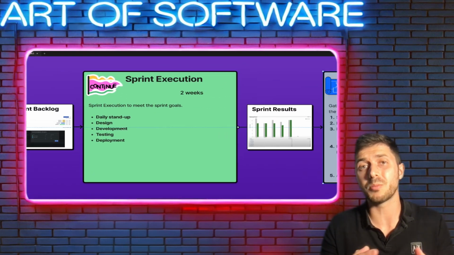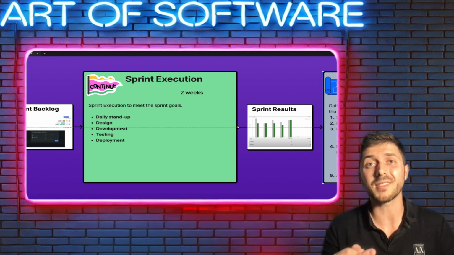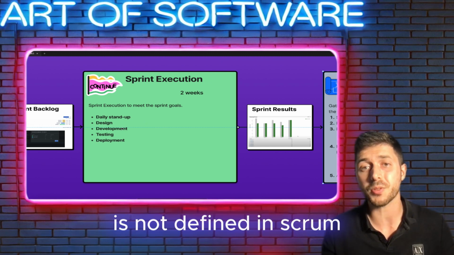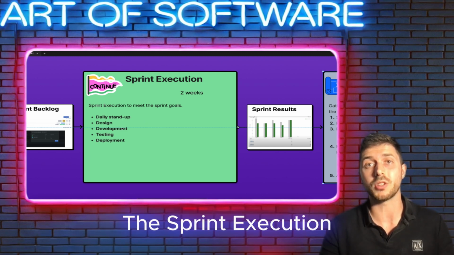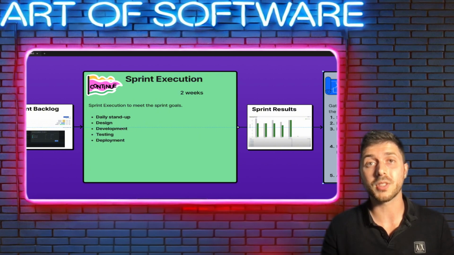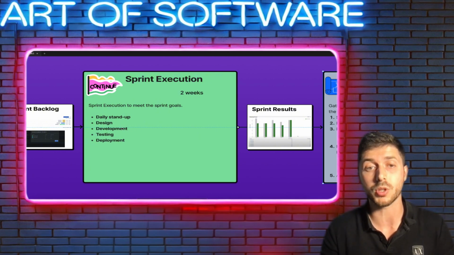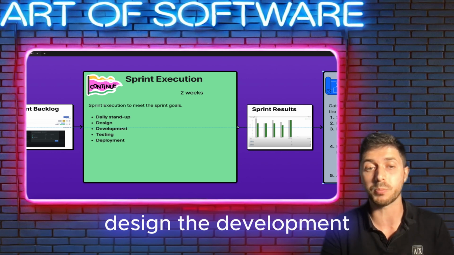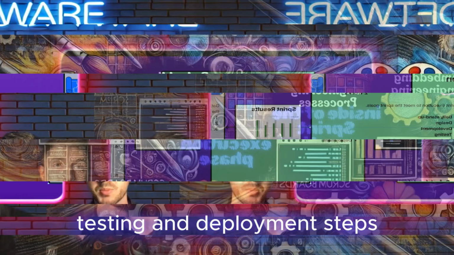Great, so we discussed the ceremonies, and the main one that takes the longest duration is not defined in Scrum. And this is the sprint execution, the 2 weeks duration. This is the target of this video, and now I want to show you an example of how we can manage the sprint execution, how we can define the design, the development, the testing and the deployment steps.